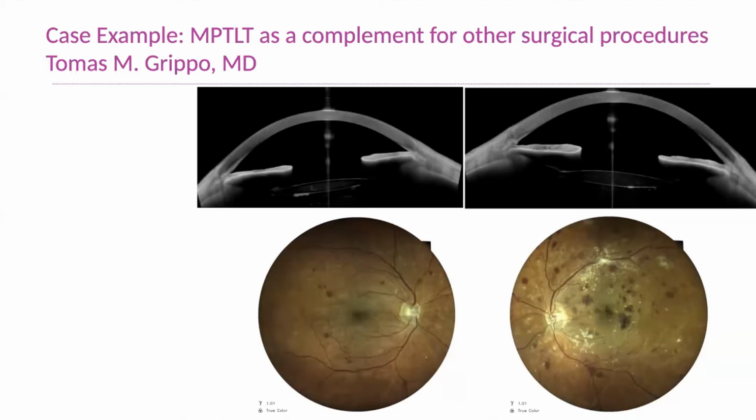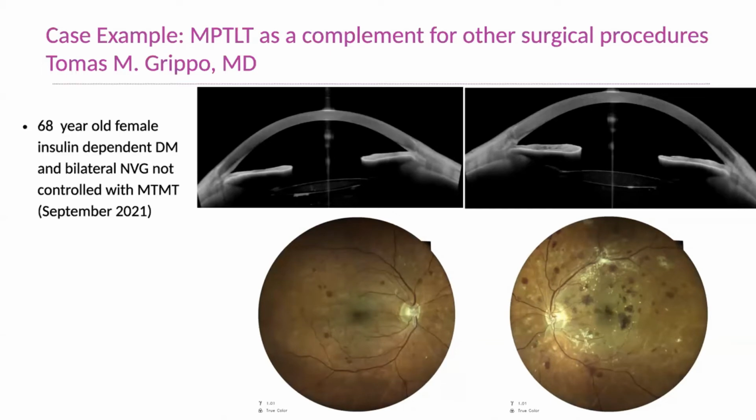Here I wanted to point out MicroPulse TLT being a good complement for other surgical procedures. This is a patient that showed up in my practice, a 68-year-old female with diabetes, who had bilateral neovascular glaucoma that was not controlled with maximal medical therapy. She showed up in September of last year. And here you can see the angle of the eye. You can see that it's zip closed 360 degrees.